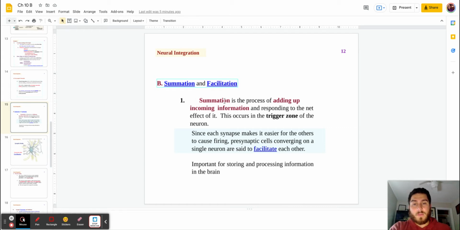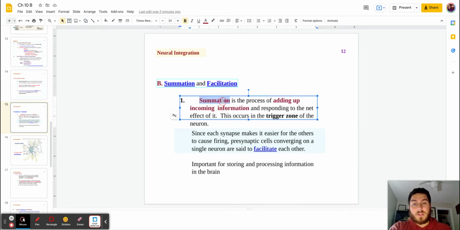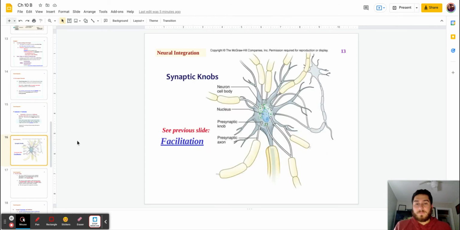We're summing things up, we're adding things up. So summation is literally the process of adding up all the incoming information and responding to that net effect. In other words, when you're looking at a neuron, as you can see from this picture, there are 1, 2, 3, 4, 5, 6, 7, 8 different axons connecting to this one neuron. So what that means is each of these axons are going to send information to that neuron. We're going to add up all that information, and if it's enough to send an additional signal, we'll do it.